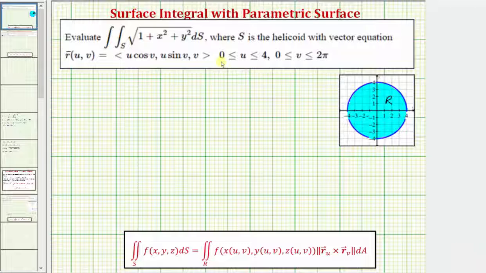We want to evaluate the given surface integral where the surface S is a helicoid with the vector equation given by r of u comma v, and u is on the closed interval from 0 to 4, and v is on the closed interval from 0 to 2 pi.